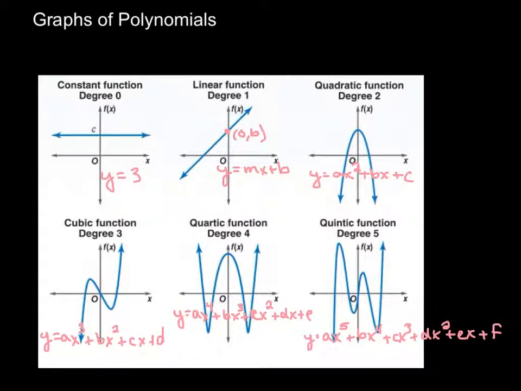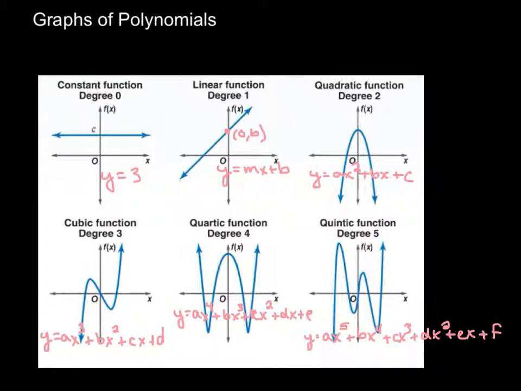So a cubic function, our highest exponent is going to be 3, and it's going to reduce all the way until a constant. A quartic is going to be a degree 4, and it's going to go all the way down to a constant again. And a quintic, that's going to be a degree 5. So our highest exponent is going to be 5.